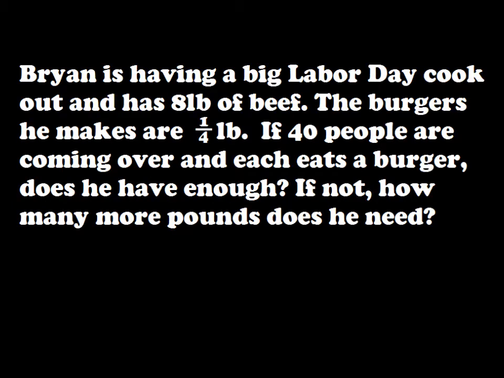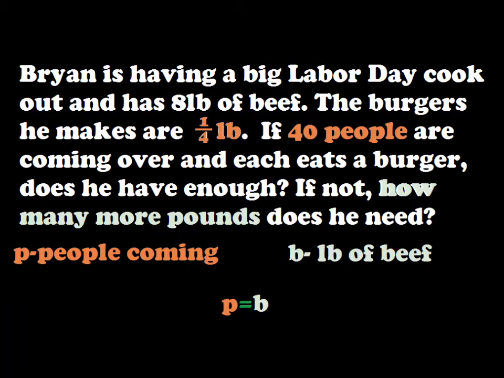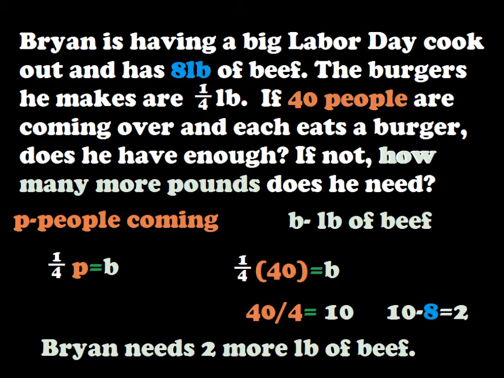So let's look at our word problem and see what it can tell us for what we need to do operation-wise, and also what it tells us for what we have variable-wise. Pause the video, define the variables, and write an equation. Was your independent variable people coming and your dependent variable pounds of beef? Substitute 40 in for P and solve your equation.